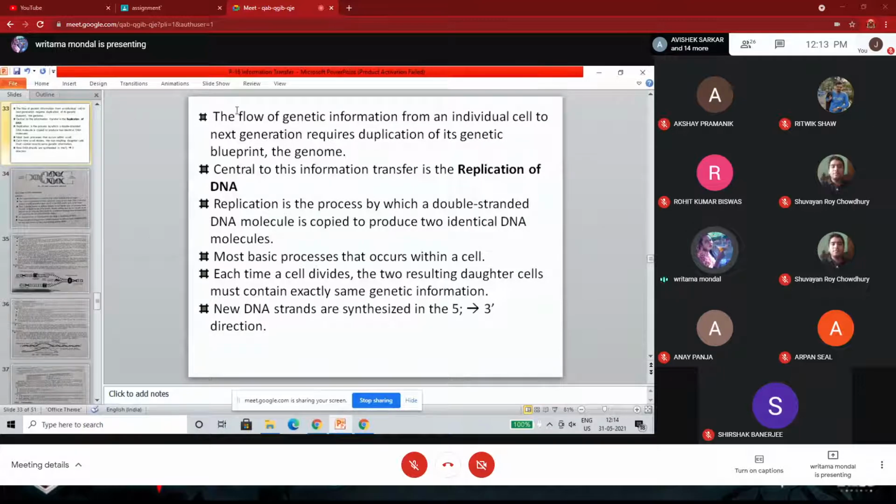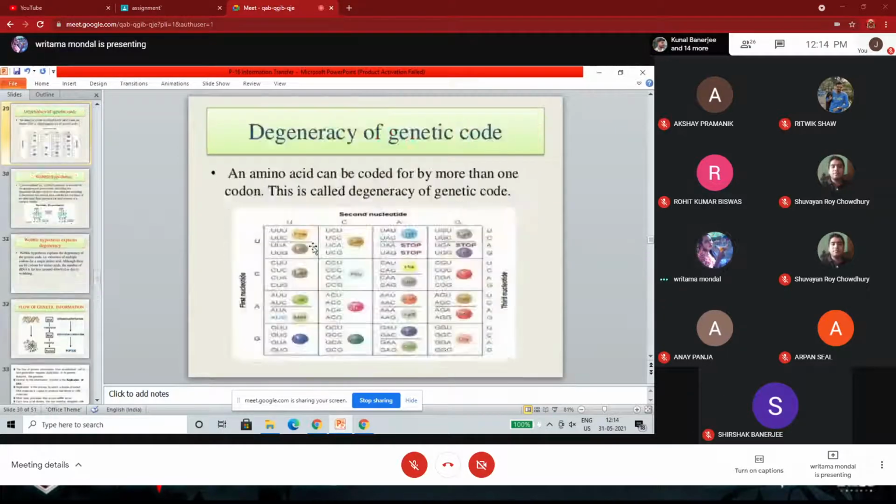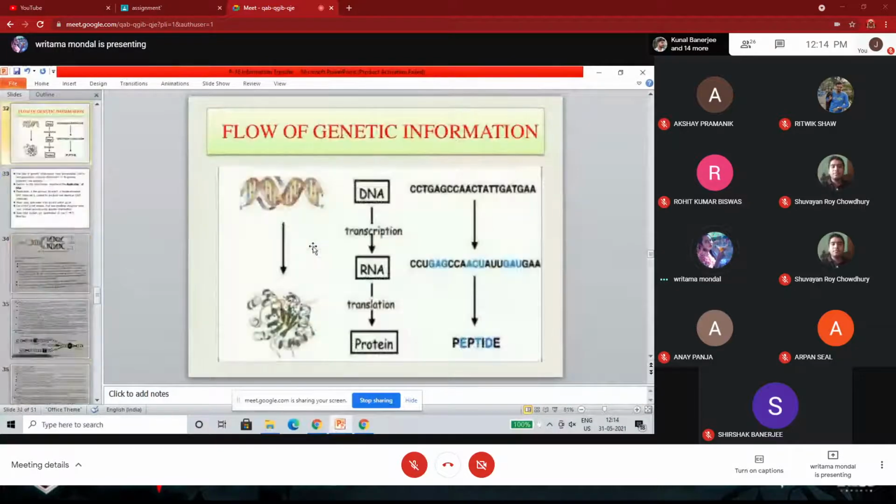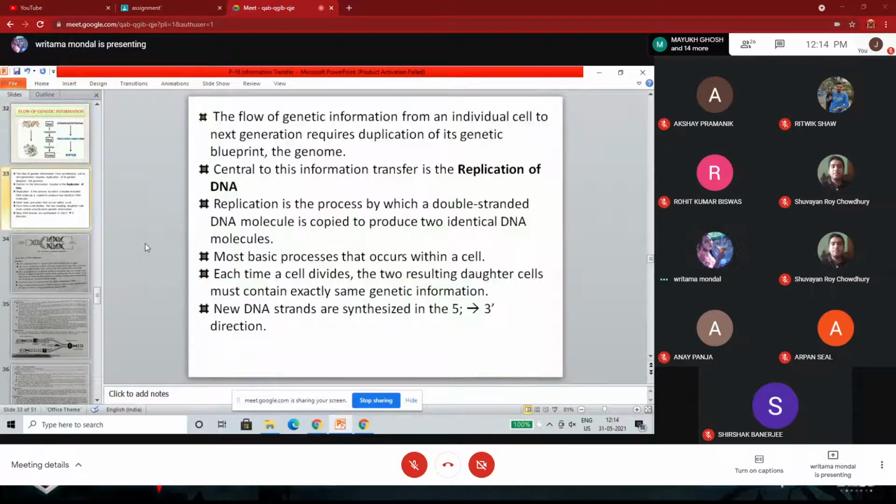The flow of genetic information, let's see what it says. The flow of genetic information from an individual cell to the next generation requires duplication of its genetic blueprint, the genome. DNA replication is required. Replication is the process by which a double-stranded DNA molecule is copied to produce two identical DNA molecules. DNA is double-stranded, so from this double-stranded DNA, two identical double-stranded DNA should be replicated.